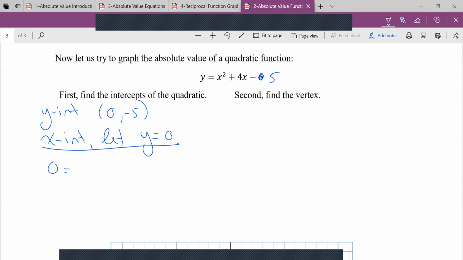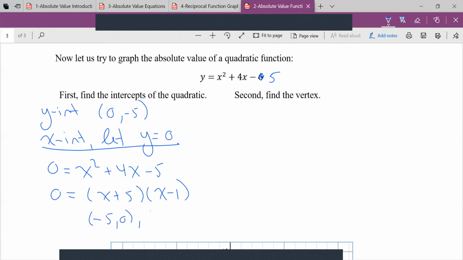So set that equal to 0. I'm going to factor: x plus 5, x minus 1. And so I know now my x-intercepts are at -5, 0, and 1, 0.